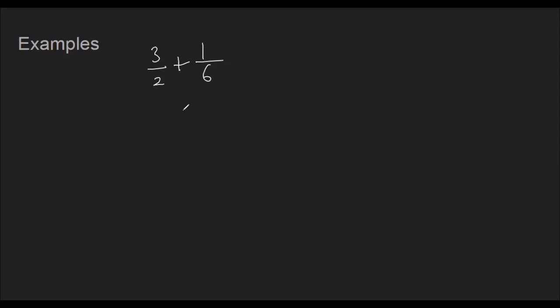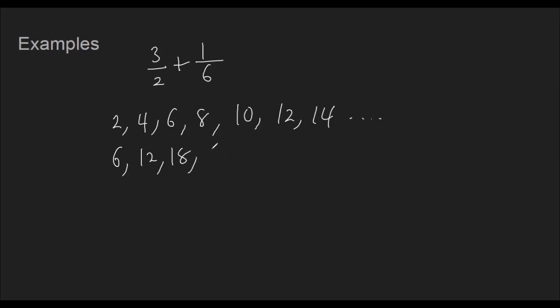From our definition of LCM, to get the LCM we first have to list out the multiples of these numbers, and then consider the least common multiple between the two numbers. So let's write out the multiples of 2: 2, 4, 6, 8, 10, 12, 14, and so on. Now let's also write out the multiples of 6: 6, 12, 18, 24, 30, 36.